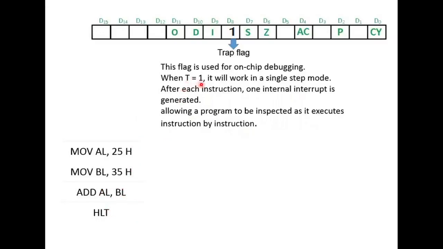If the trap flag is 1, then the processor will work in single step mode. See here, in each and every instruction it will check. After executing each and every instruction, it will check whether any error is there or not. That kind of mode is called single step mode. I hope you understand what single step mode is. So each and every step execution, it will check whether any error is coming or not.